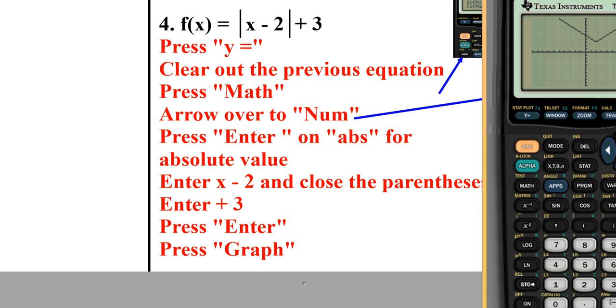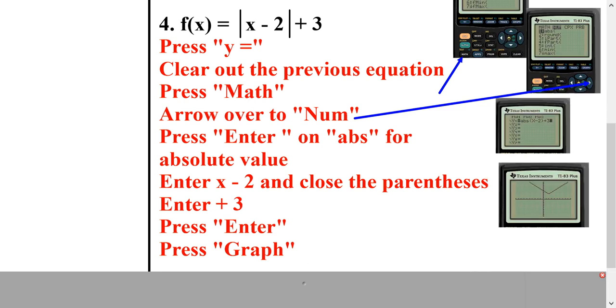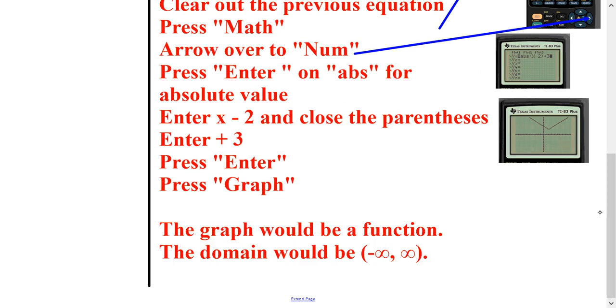And this is what we see. Absolute values make a V shape. Pretty cool. So if we were to test to see if this was a function using the vertical line test, when we draw vertical lines through the graph, we would see that it only touches one point each time. So this one is again a function. And then if we state the domain, we can see that this side goes on and on and on, and so does this side. And so the domain again would be from negative infinity to positive infinity.